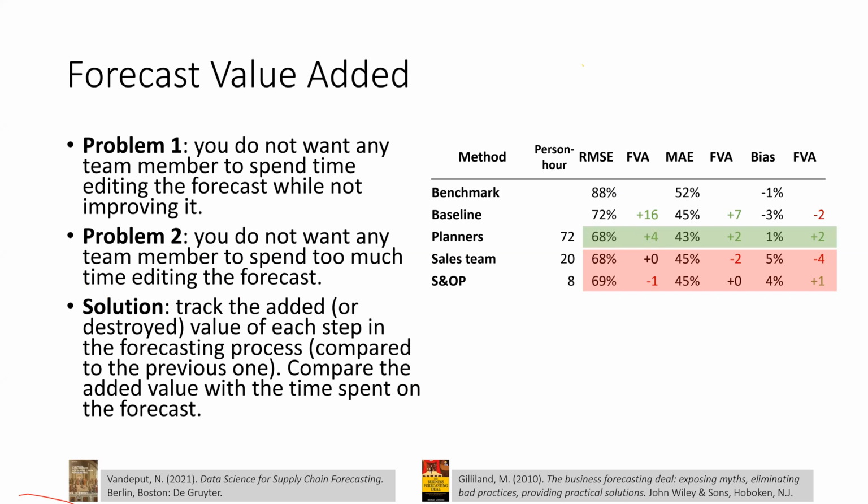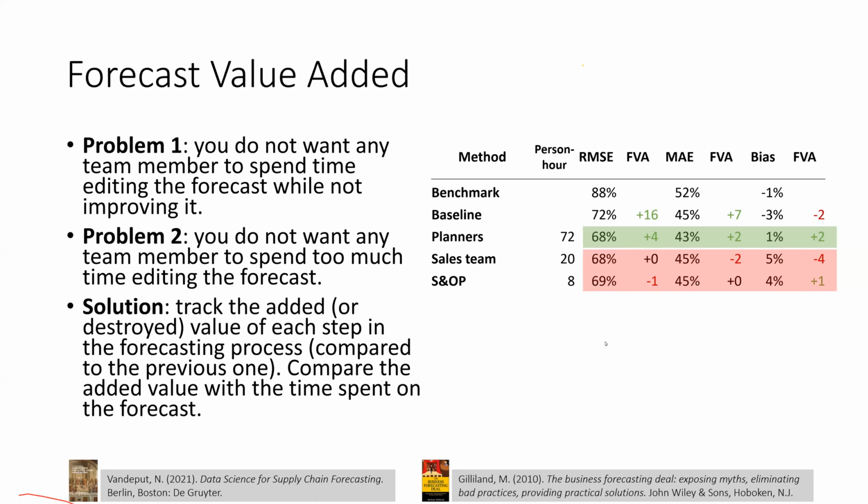Those guys spent some time on the forecast and just made it better. It's great. Then the sales team went to edit the forecast and they couldn't reduce the error. With this metric, they make it worse. And you see on the bias that they over-forecasted by 5%. Finally, you get the S&OP team. It's just one meeting, so the time spent is much lower, but you see that they couldn't add any value.